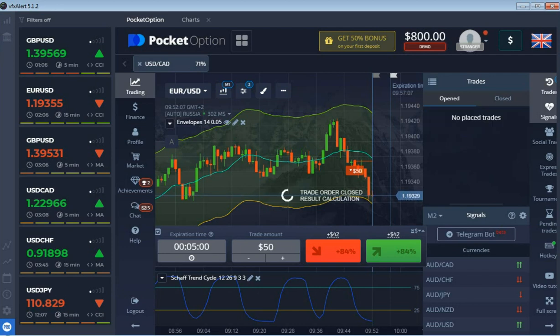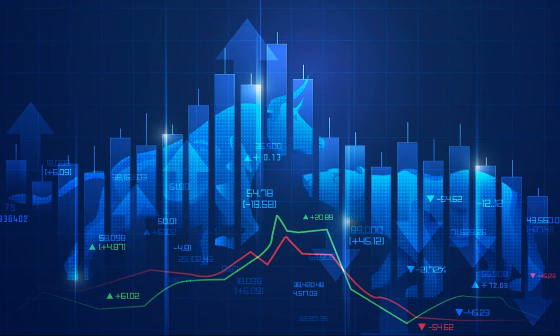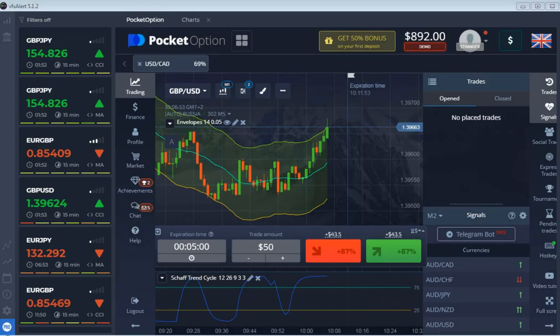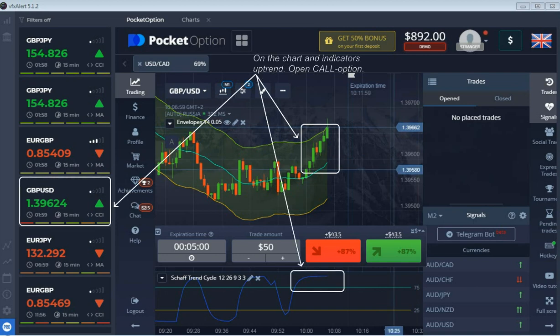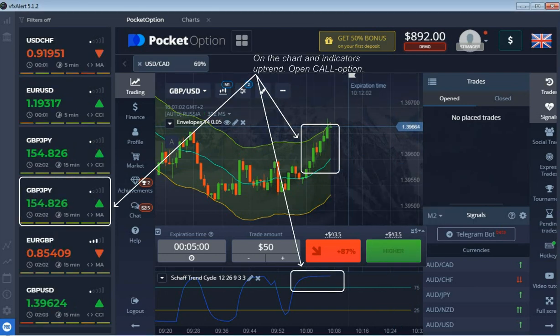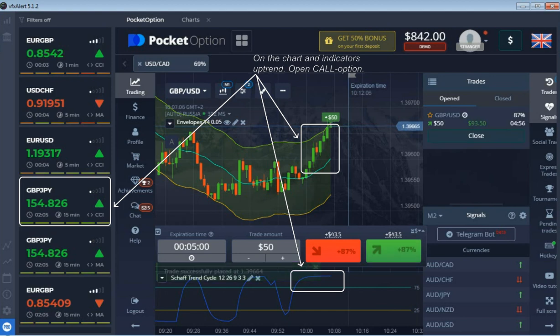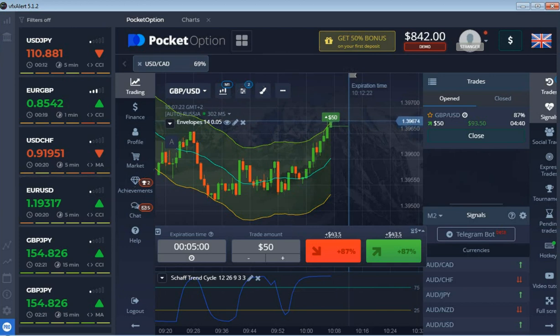The first option is closed with a profit. We are waiting for the next signal. Strong uptrend for the British pound. Trend cycle is in the overbought zone. While there are no signals for correction, open the call option.